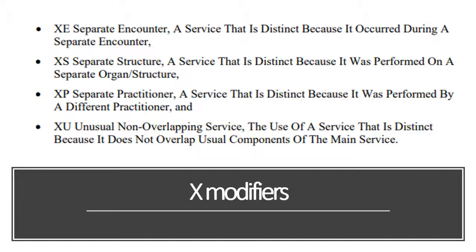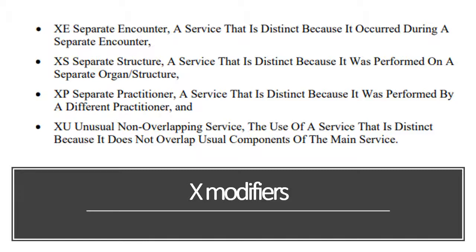The new modifiers used to replace the 59 modifier all begin with the letter X. XE stands for separate encounter, a service that is distinct because it occurred during a separate encounter on the same date of service. XS stands for separate structure, a service that is distinct because it was performed on a separate organ or structure. XP stands for separate practitioner, a service that is distinct because it is performed by a different practitioner.